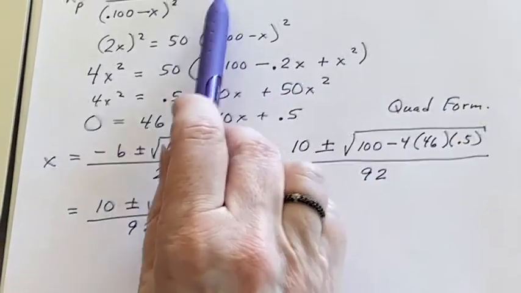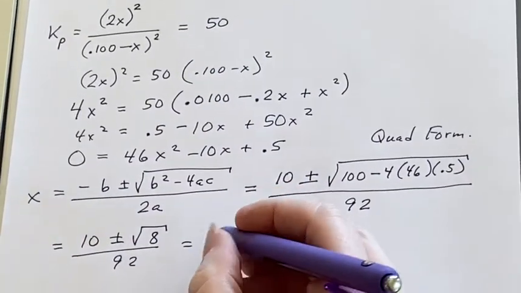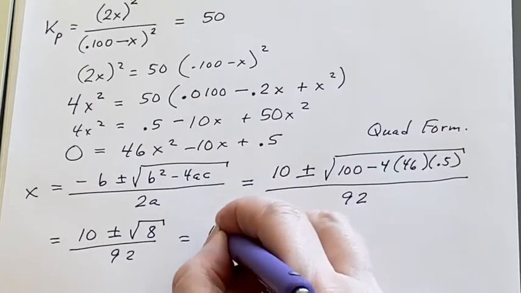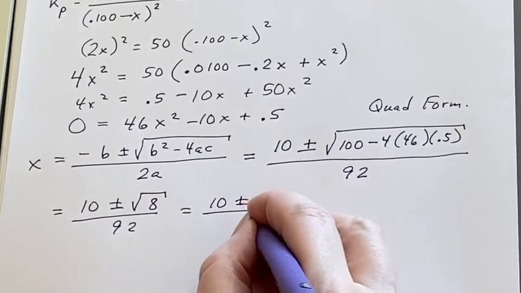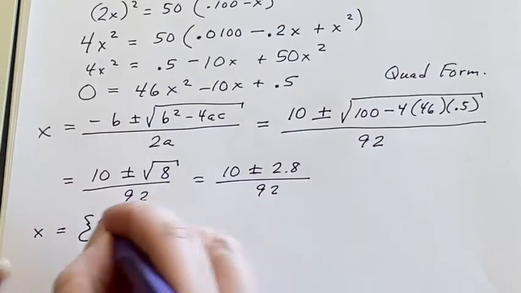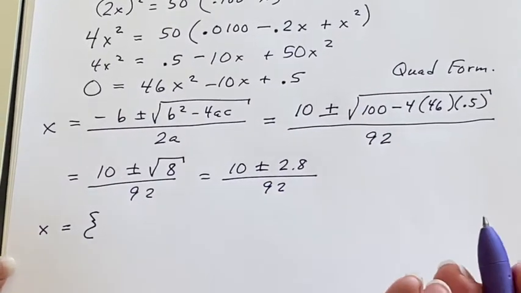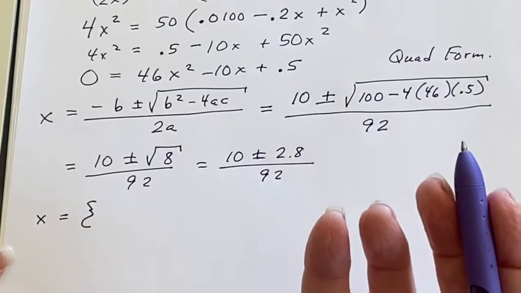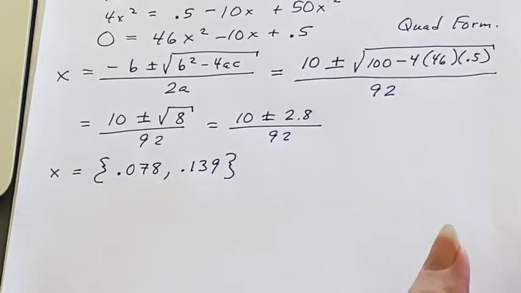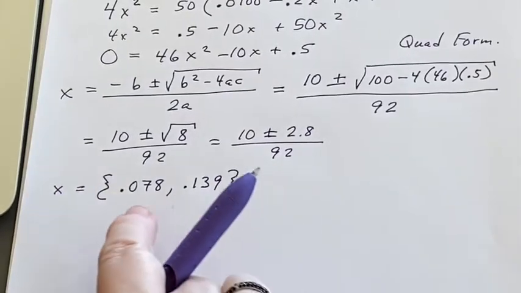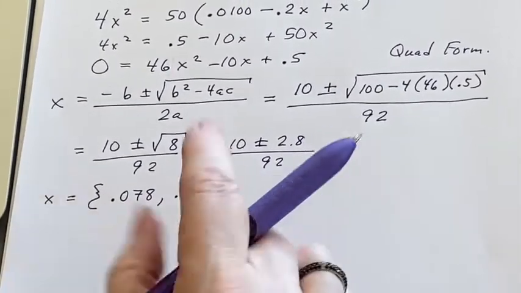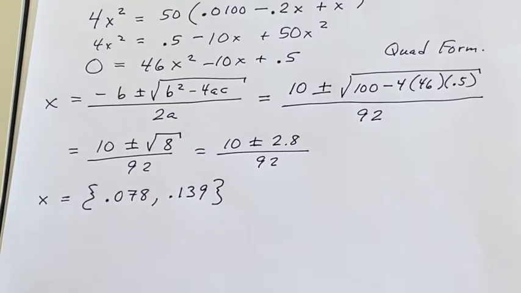Ultimately, I only have 2 sig figs here, so I will go ahead and say that this is 10 plus or minus 2.8 over 92. I will get 2 possible answers because it's a quadratic formula, right? So I get 2 possible answers. There should be only 1 answer. I'm doing a chemistry problem. So let's think about what these mean in a real situation.